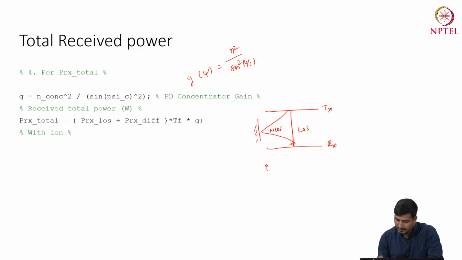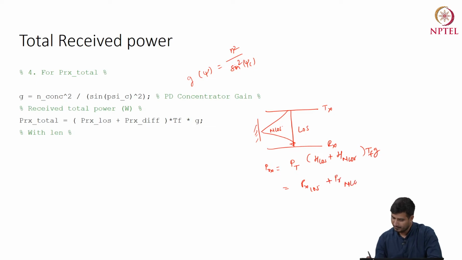So your total power P received will be the transmitted power multiplied with HLOS plus HNLOS, multiplied with the respective PD gains. And if you multiply PD inside it, this will simply be P received because of the line of sight path plus P received with the non-line of sight path, multiplied with TF and G, and we have already defined the values of TF and G psi. So this is how you can get the total received power.